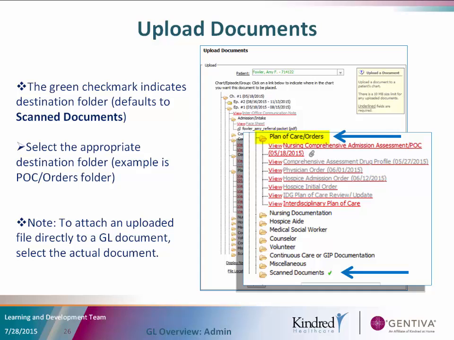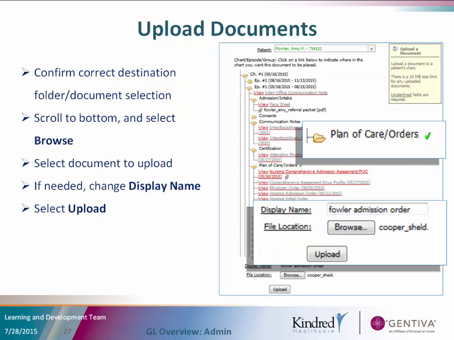In this example, we're choosing the Plan of Care/Orders folder, and you'll see the green check mark move. I'll show you that on the next slide. The green check mark now appears next to the Plan of Care/Orders folder. At the bottom is where you can browse for the document.